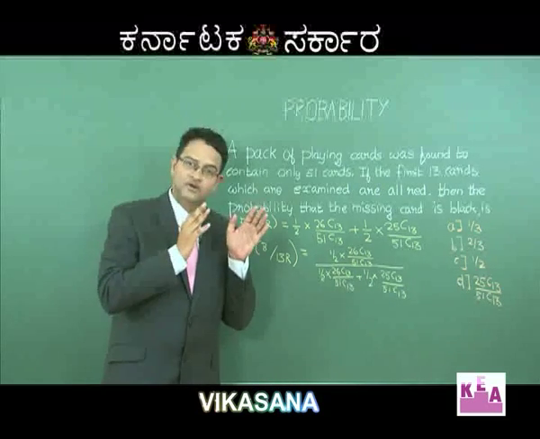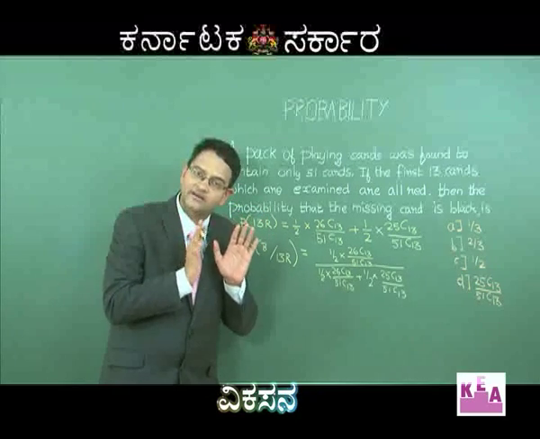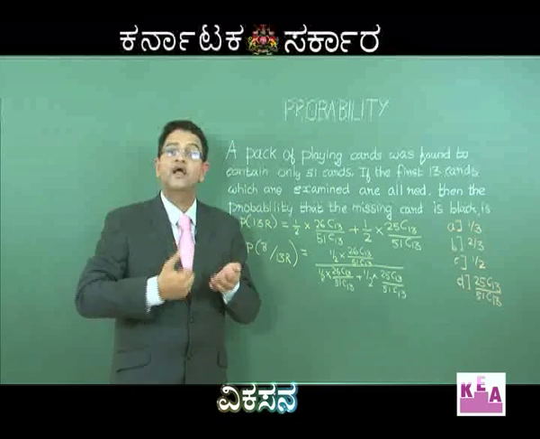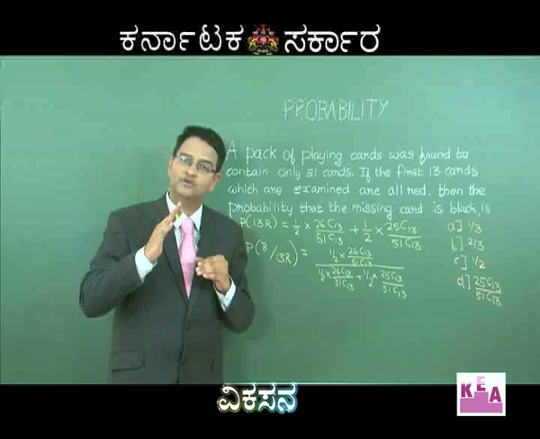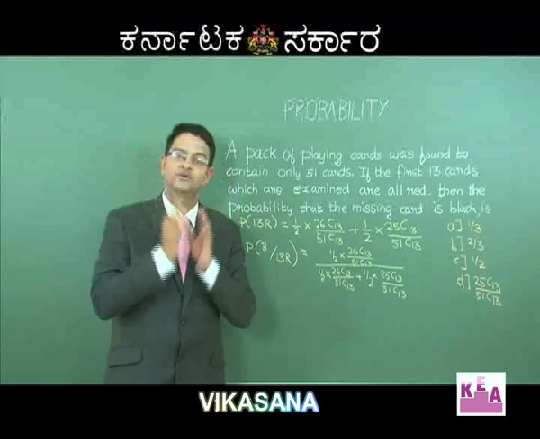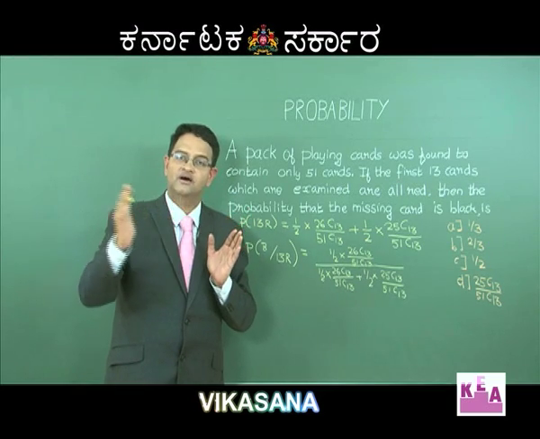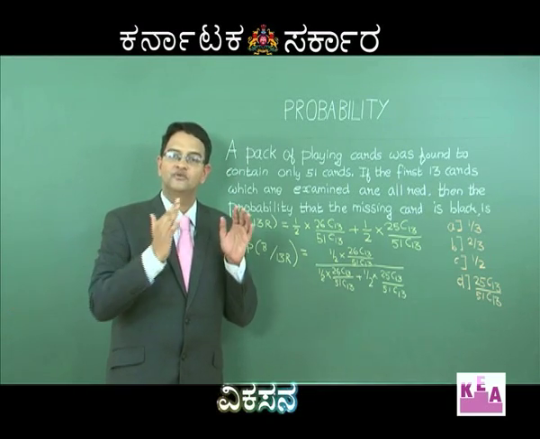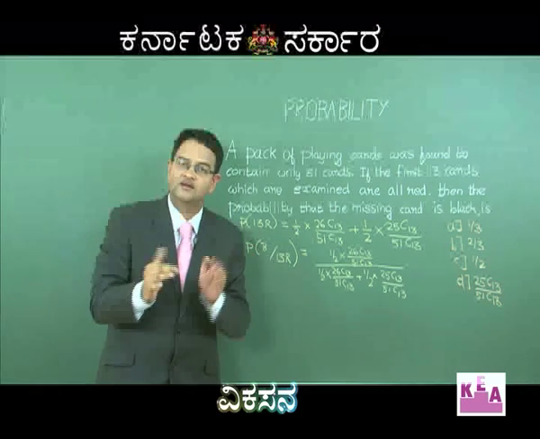Yes. 26 cards are black because they are intact. And we have 13 red cards because out of the 26, already we have drawn 13 red cards. I hope you are able to visualize this situation. So 13 red cards have been removed already. So 26 black cards and 13 red cards are remaining in the deck.